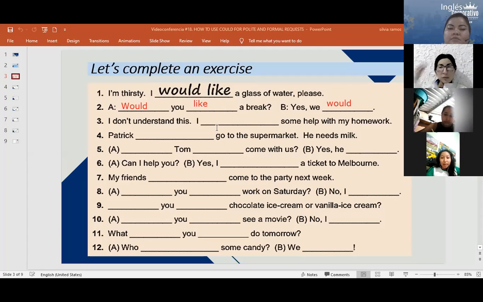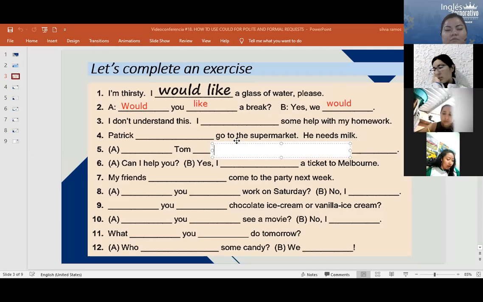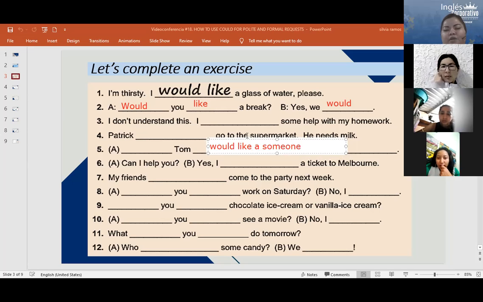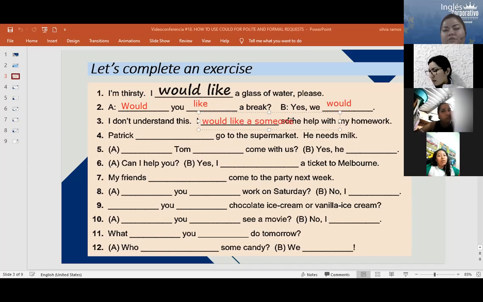I don't understand this. I would like someone to help with my homework. Like this? I would like to... I would like to some, to someone, some help with my homework.